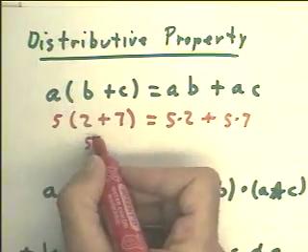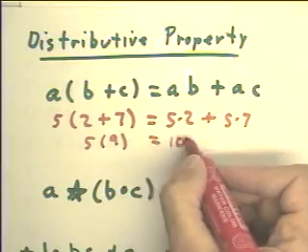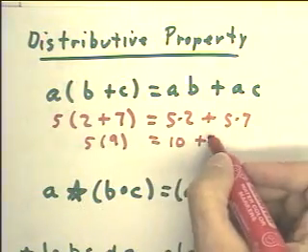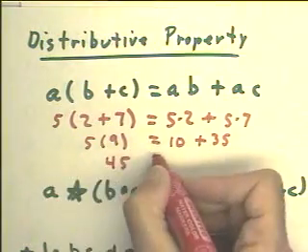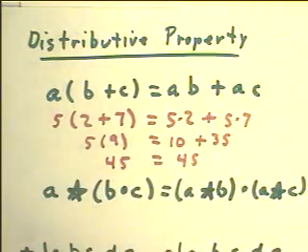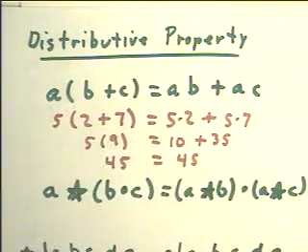2 plus 7 is 9, and 5 times 9 is 45. Now 5 times 2 and 5 times 7 is 10 plus 35. And we see that both ways we end up with 45. Now that doesn't verify the whole property, but we are familiar with the fact that that property does work.